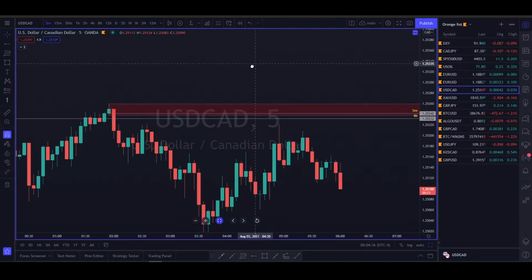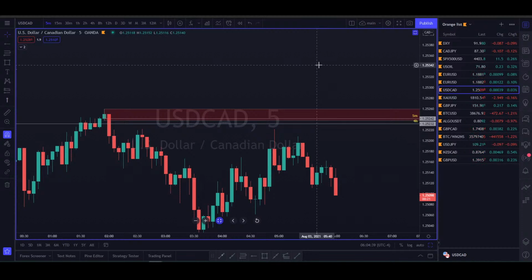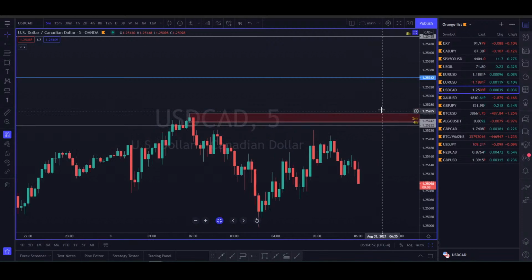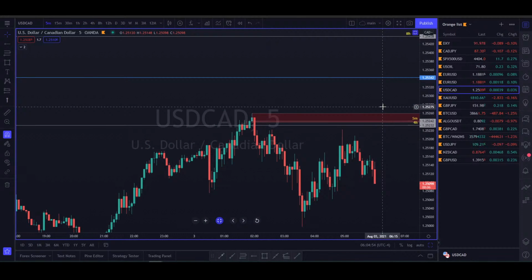Right there. So you would need price to hit about there, and then you would want to see it instantly reject. Then you would have to take your entry on a 5-minute push up, looking for lower lows and lower highs. So it's two different styles of trading.